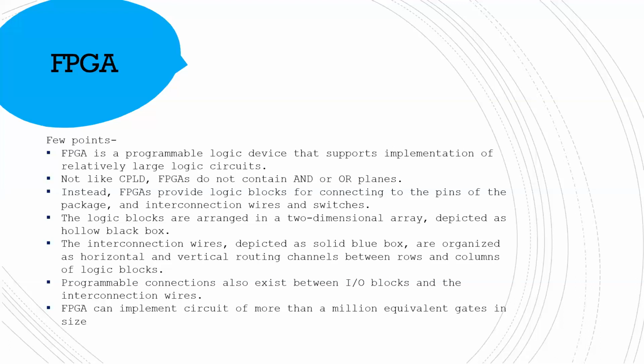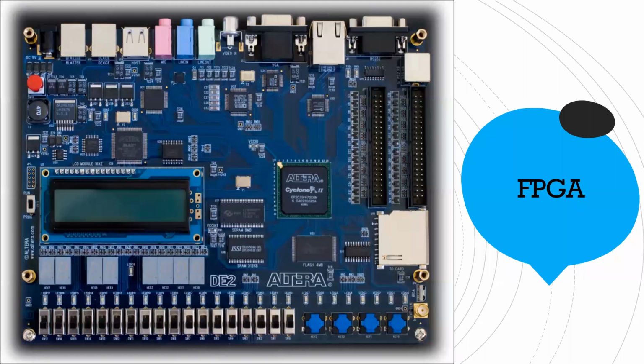If that is way more than that, that time you have to use a CPU. That means the computer CPU, like Core i7, Core i3, Core i9, something like that. So that time you cannot use FPGA anymore. Okay, so let's see an FPGA.